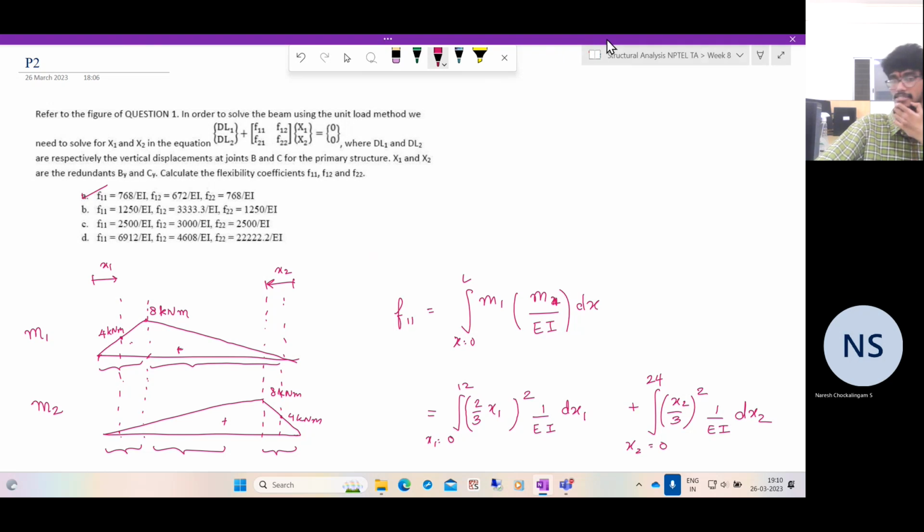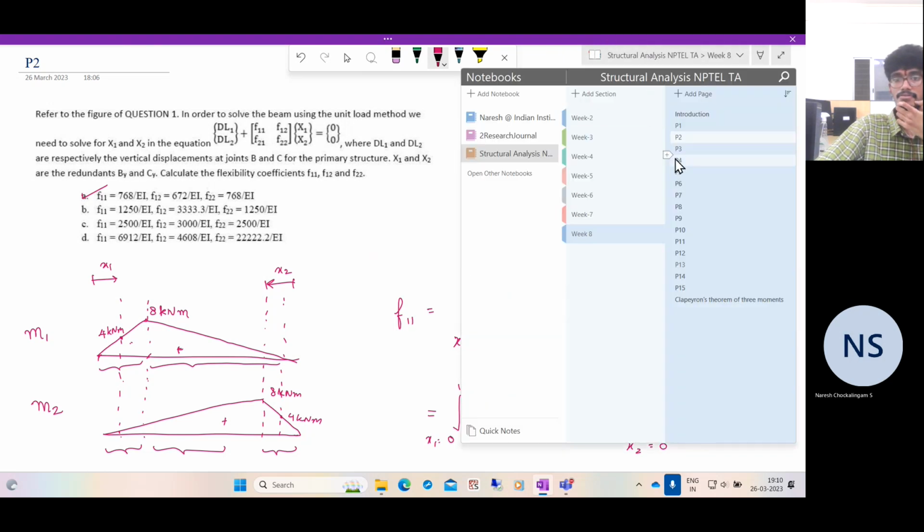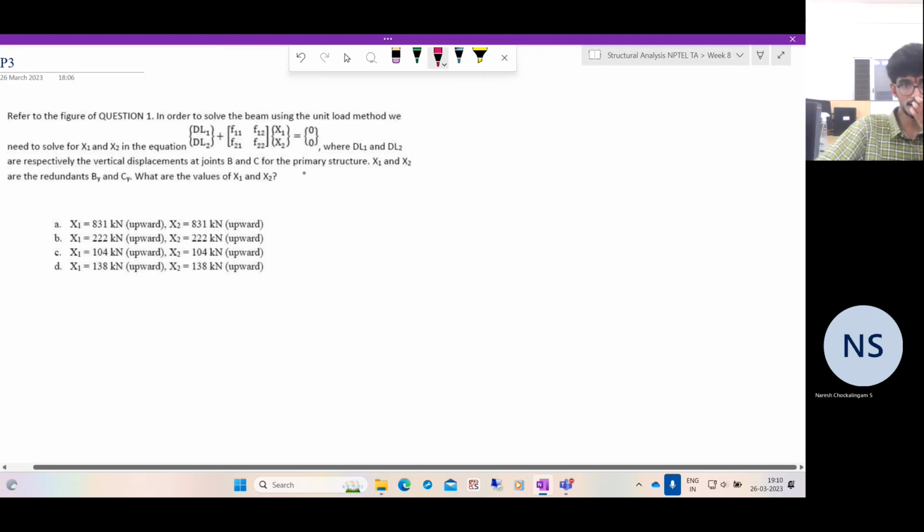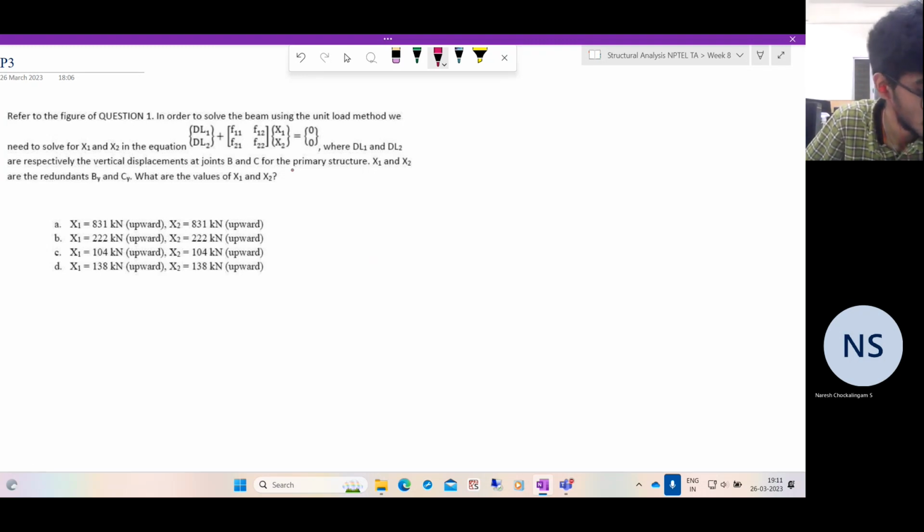Now let's go to the next question. The last and final step is to enforce the compatibility conditions. So how do we do that?